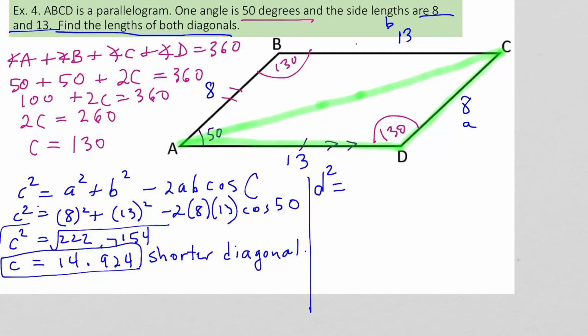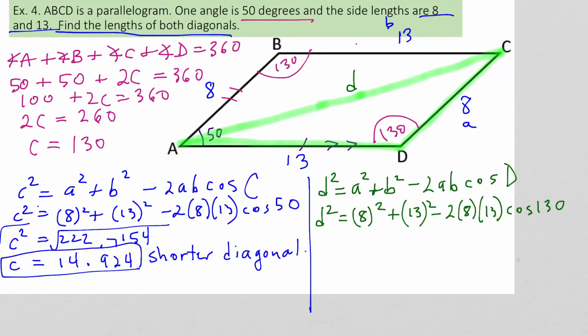All right, so I drew in my long diagonal. Now we're interested in this side here. Let's see, we'll call it D, but the calculation is exactly the same. So the only thing different is my angle, so I can just go ahead and do the same calculation.